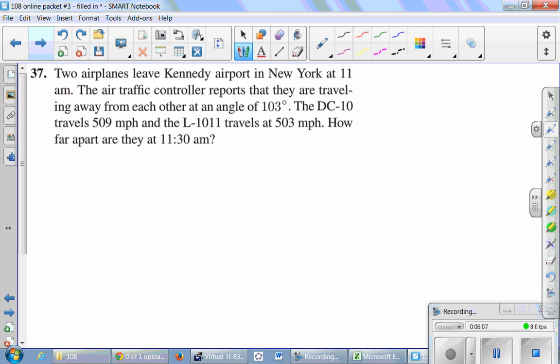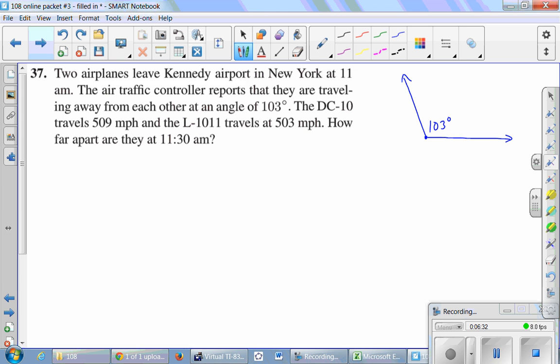Okay, we'll again start with a picture. There's no fixed orientation in this problem, so I'm going to let one of my planes go due east, because due east represents the positive x-axis, and that's where we start our angles in standard position. And then the other plane is 103 degrees rotated from this, so 90 degrees is straight up. So this one is almost straight up, somewhere around there.